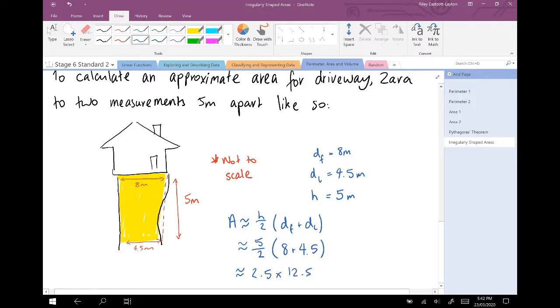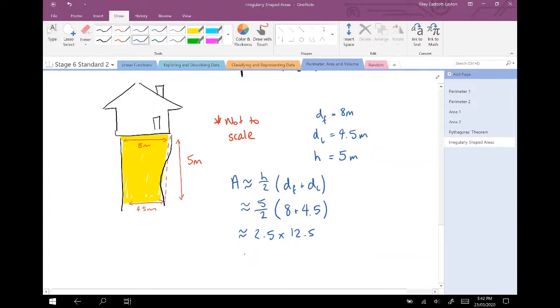I'm going to pull out my calculator now. Obviously, you guys can't see this, so I'll just make calculator noises. Beep, beep, beep. And the answer is actually 31.25. Always important to remember what units we're dealing with. We're dealing with meters squared, dealing with area. Okay. So Zara and her funky driveway, we could approximate it as having an area of 31.25 meters squared.